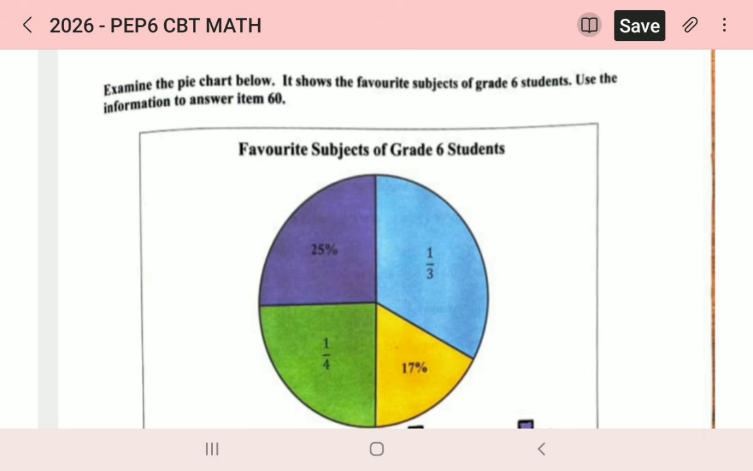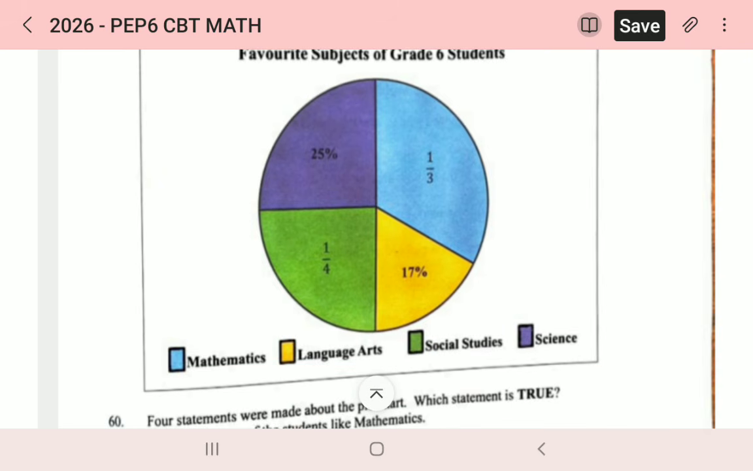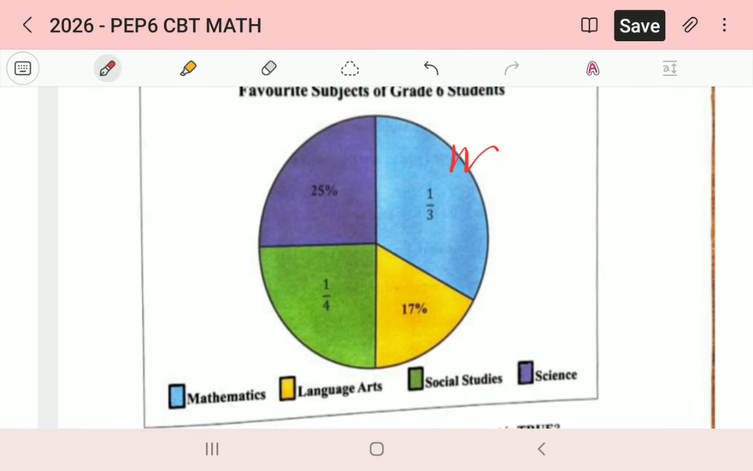Examine the pie chart below. It shows the favorite subject of grade 6 students. Use the information to answer item 60. So for subjects, look at the key. This lighter shade of blue is a third, and it's maths. So let's put maths here. Maths, language arts, LA, social studies, science.